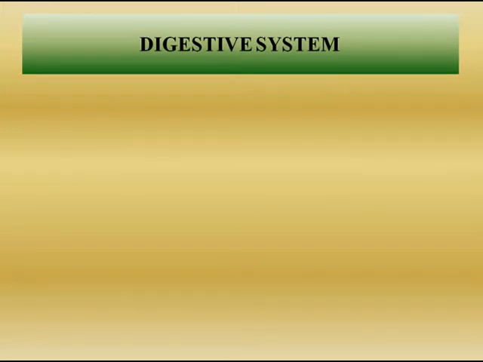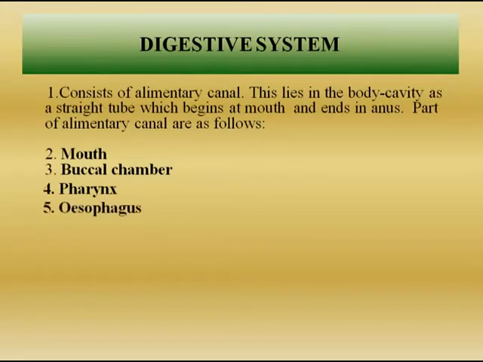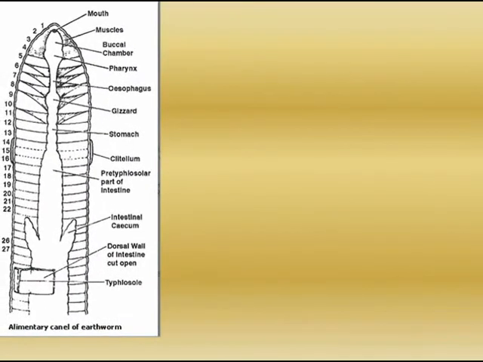So, the digestive system of earthworm consists of alimentary canal and digestive glands associated with them. Alimentary canal is a straight tube of variable diameter which begins at mouth and ends in anus. Alimentary canal has following parts: mouth, buccal chamber, pharynx, esophagus, gizzard, stomach, intestine. You can see here the picture of alimentary canal of earthworm.